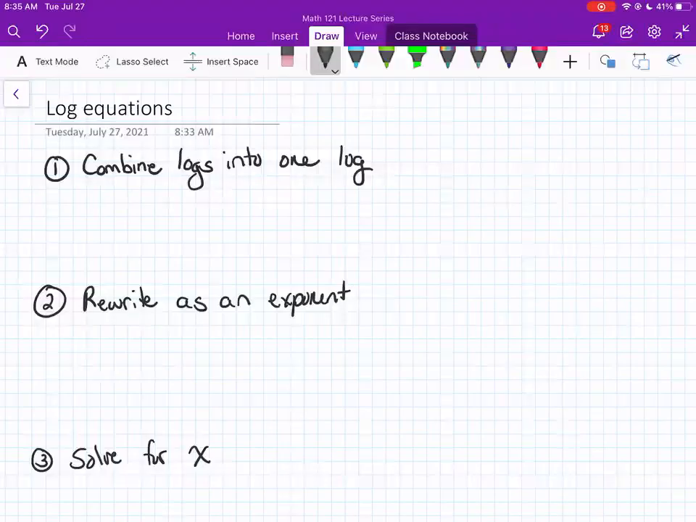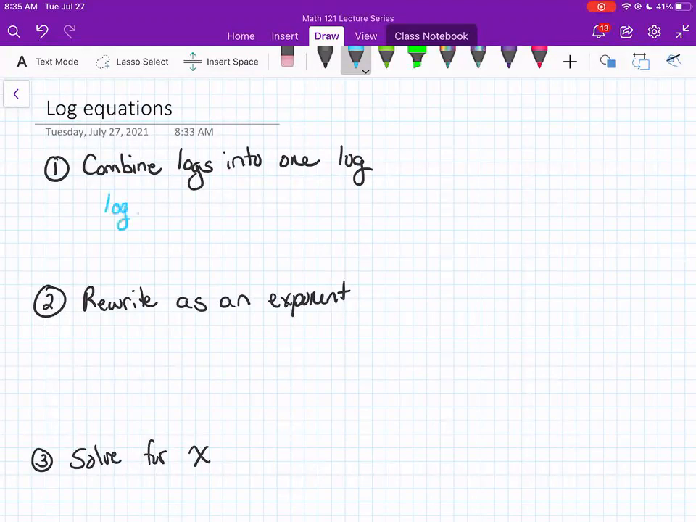We've looked at solving more complex exponential equations, and now we're going to look at solving more complex log equations. There are 3 steps for solving log equations. You want to combine all the logs or natural logs into one log. There are 2 pieces that are going to help you with that a great deal.